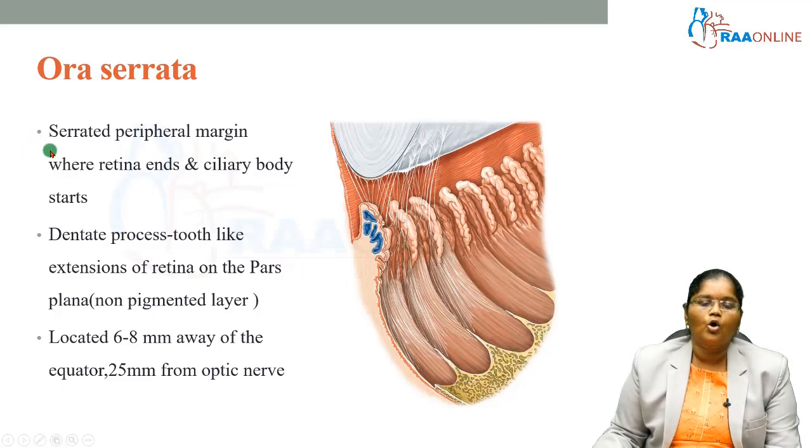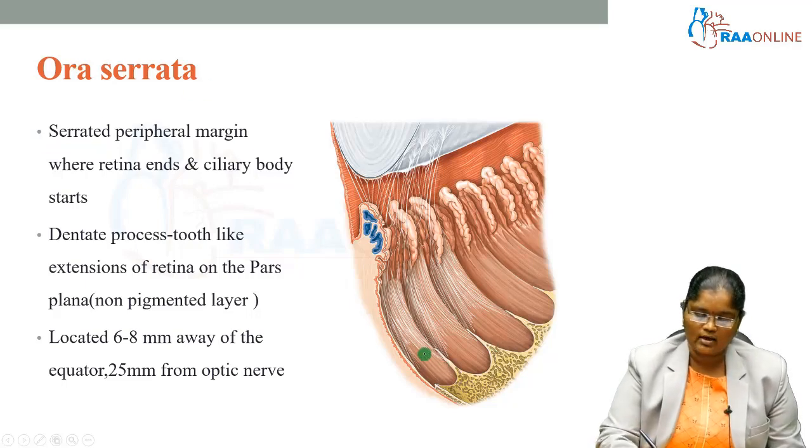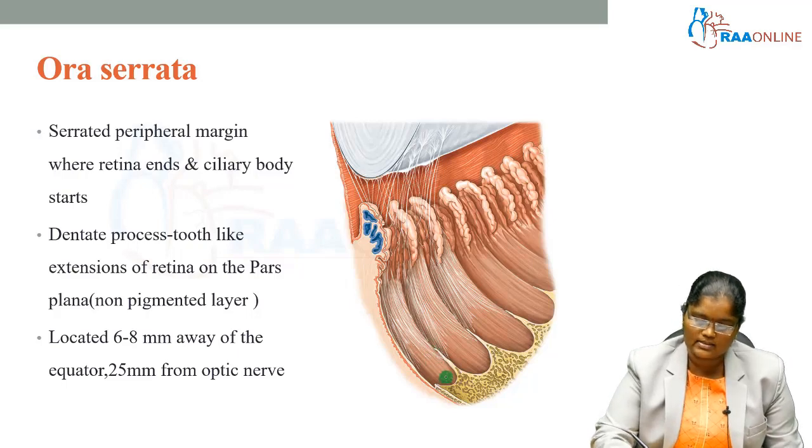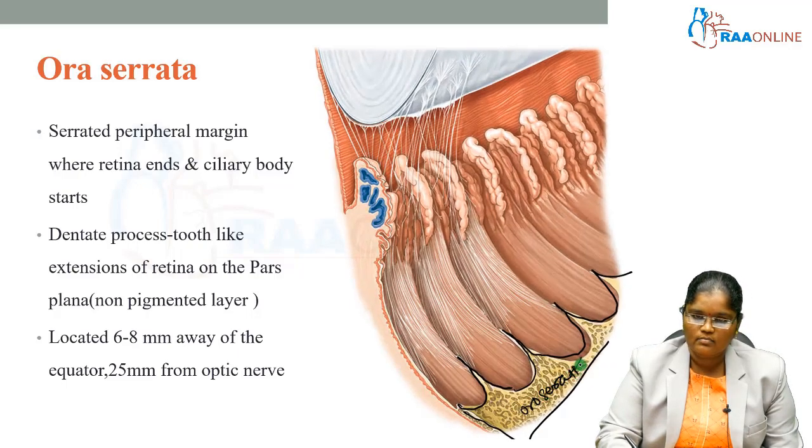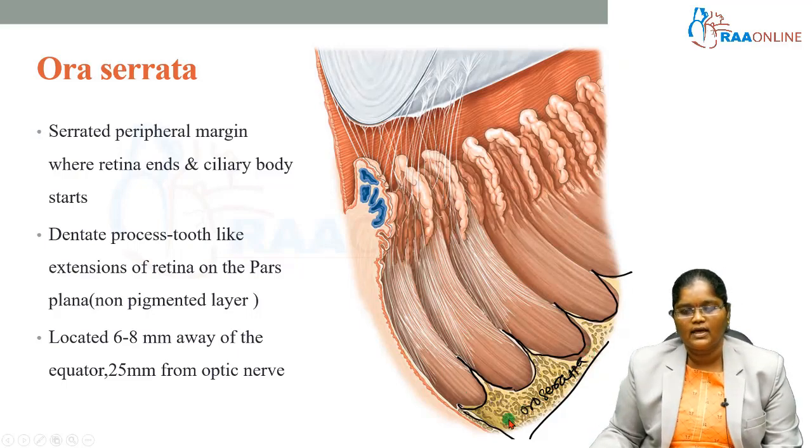They are called the ora serrata. Since it is like a serrated margin, here you can see a magnified view of the ciliary muscle, and at the posterior part you can see a tooth-like projection, and this part is the ora serrata. This is the ora serrata, which here is represented in yellow color. The ora serrata dips in between the ciliary muscle and gives a dentate process, or a tooth-like extension. So it's a tooth-like extension of the retina on the pars plana.